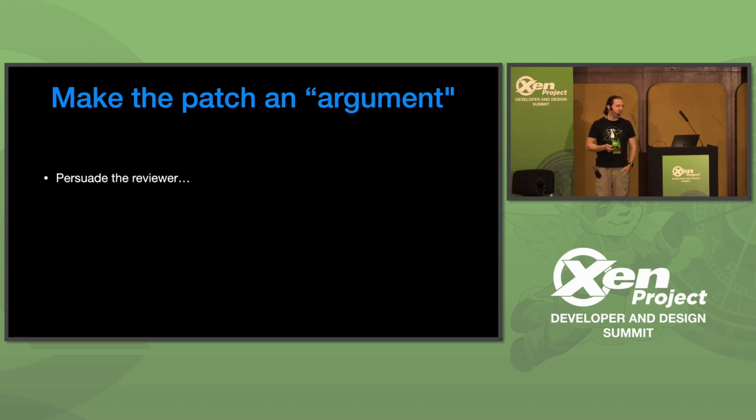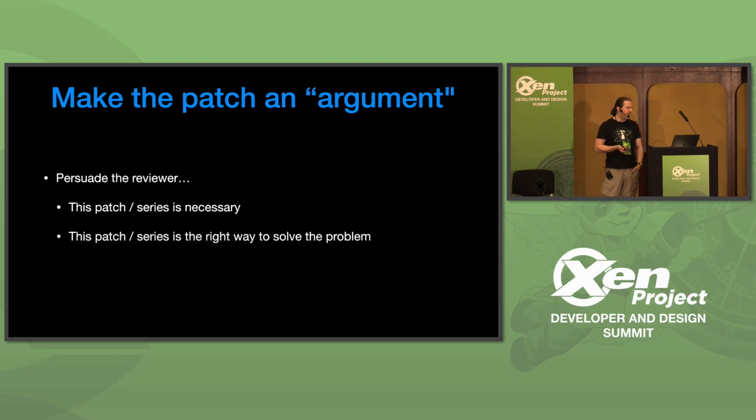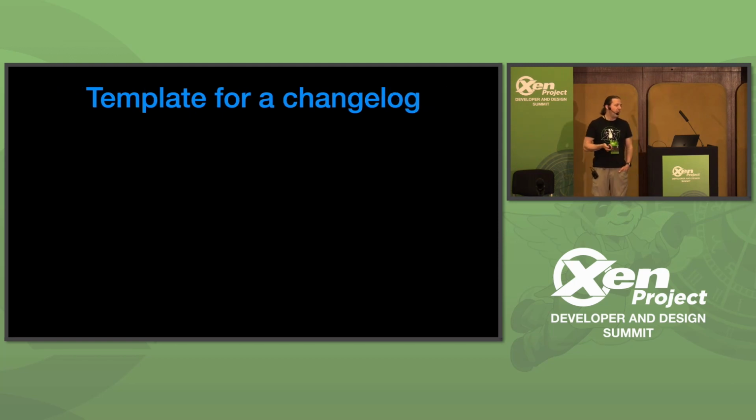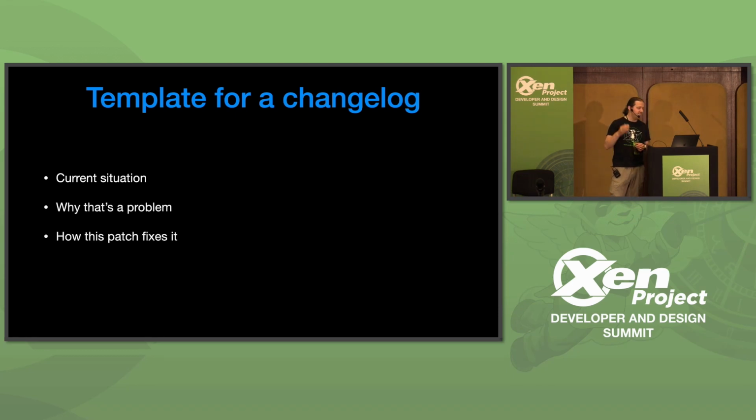So you want to persuade the reviewer that the patch is necessary, that there's not some other way to do it, that this patch is the right way to solve the problem, and also that this patch is correct, that there's no bugs in it. So the way that I do this, in my head, there's kind of a template for a changelog, okay? So I first just describe the current situation. I say, this is what it's like. This is why there's a problem. And here's how the patch fixes it. And then kind of any other random things that are going on in the patch.